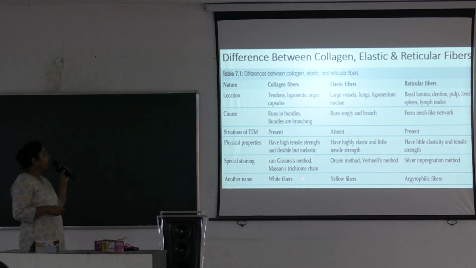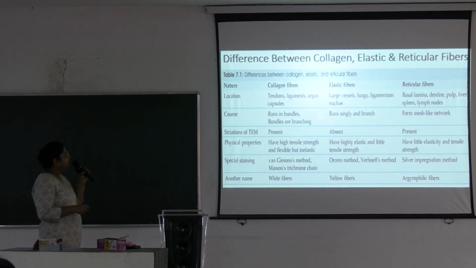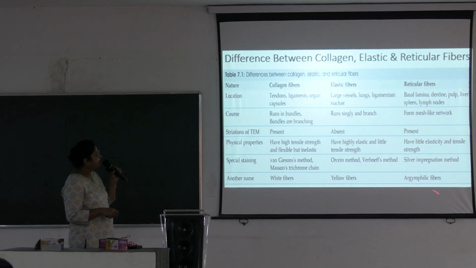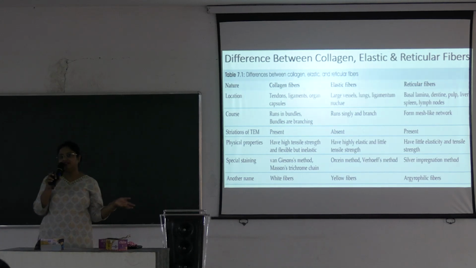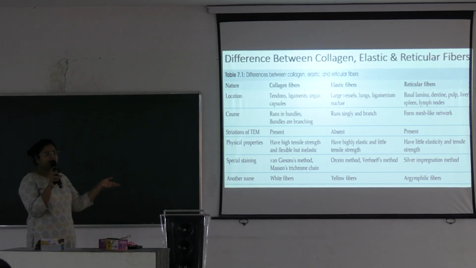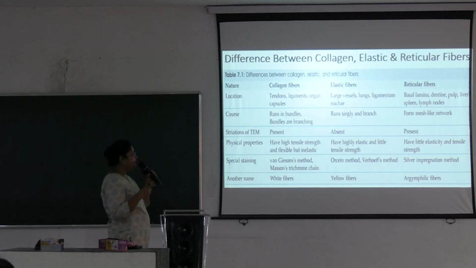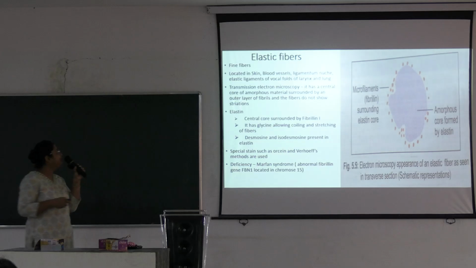Another name for these fibers: collagen fibers are white fibers, elastic fibers are yellow fibers, and reticular fibers are argyrophilic fibers. Argyrophilic means it takes the silver stain and stains black. That's why the name is given. Ag represents silver in the periodic table. Next we are going to the next fiber, elastic fiber.